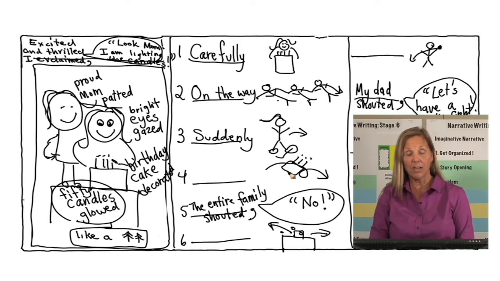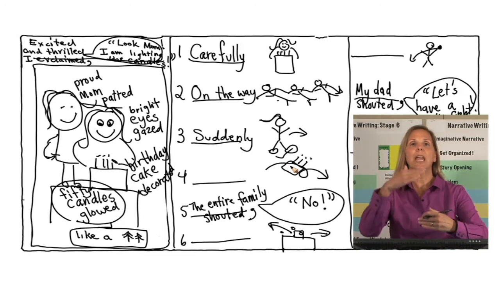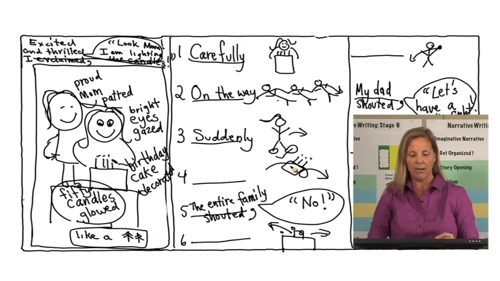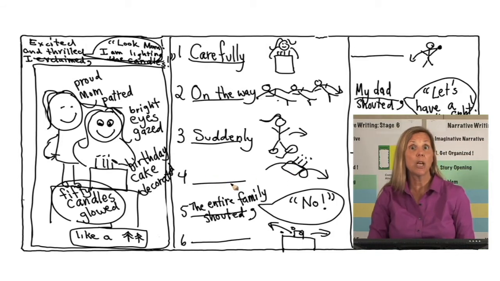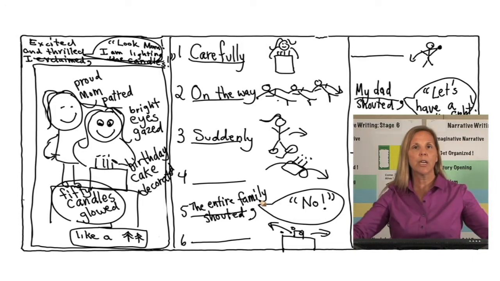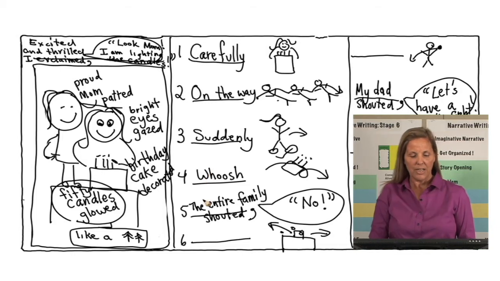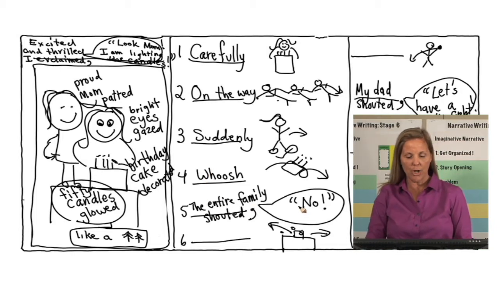Who's doing the action? The cake is doing the action. What did the cake do? The cake went flying through the air, tumbling through the air. So I could just say, the cake went tumbling through the air. Maybe I could start it with a sound effect. Whoosh! The cake went flying through the air. The entire family shouted no.